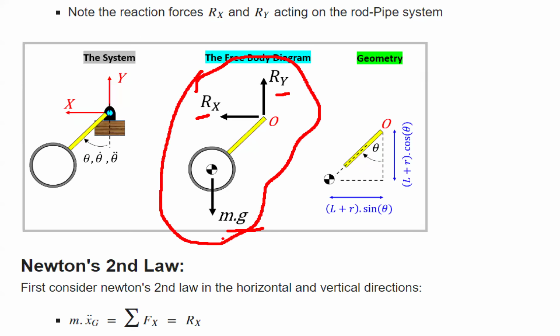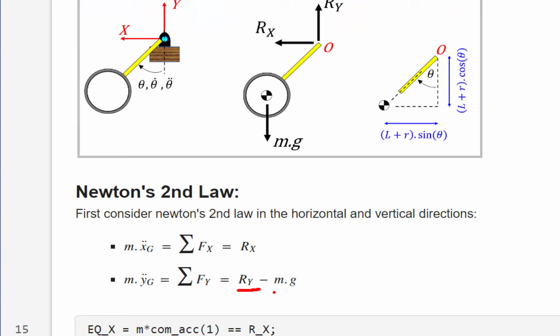So if you were to write Newton's second law for the horizontal component of forces, it's m x_G double dot equals R_x. So that was pretty straightforward. If you were to do that for the vertical forces, it's m y_G double dot is the difference between your reaction force and your weight force.